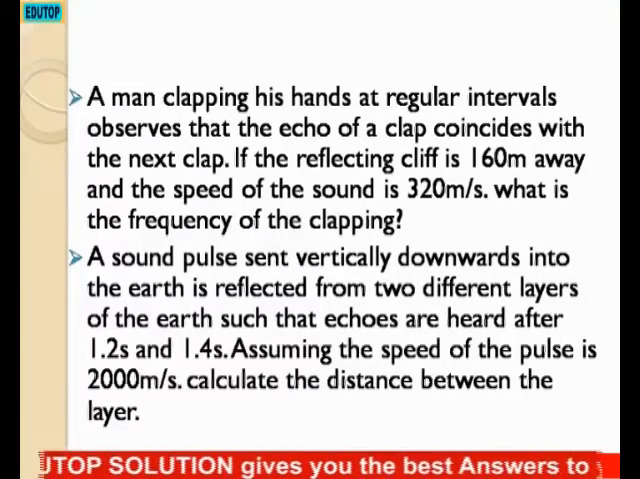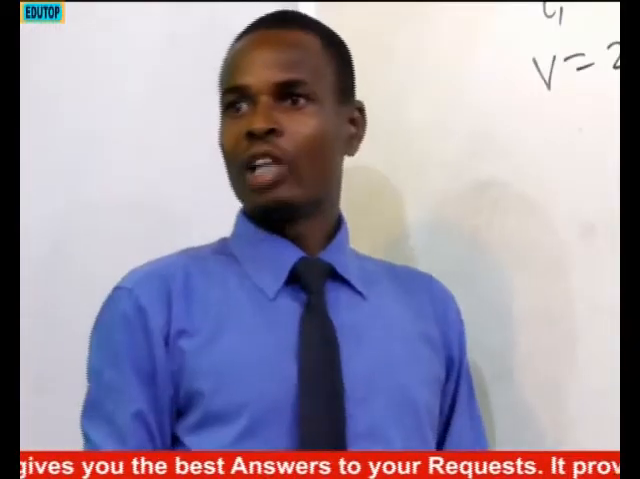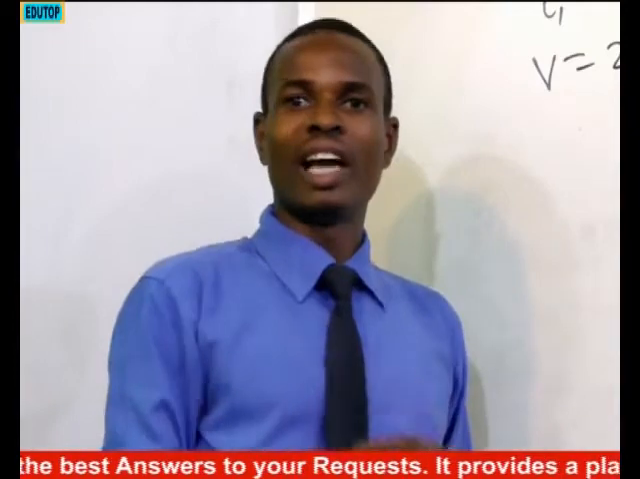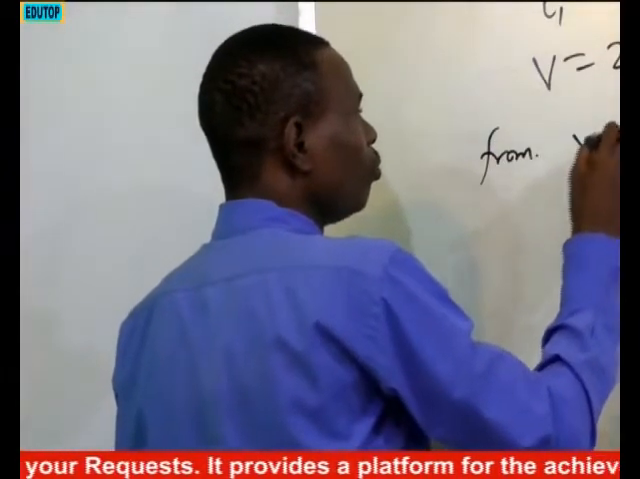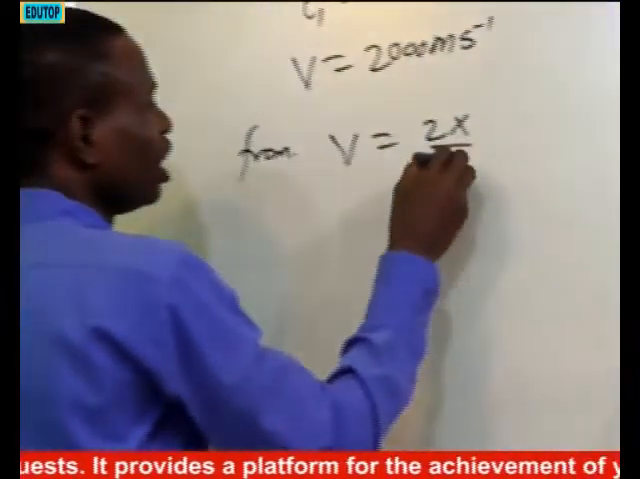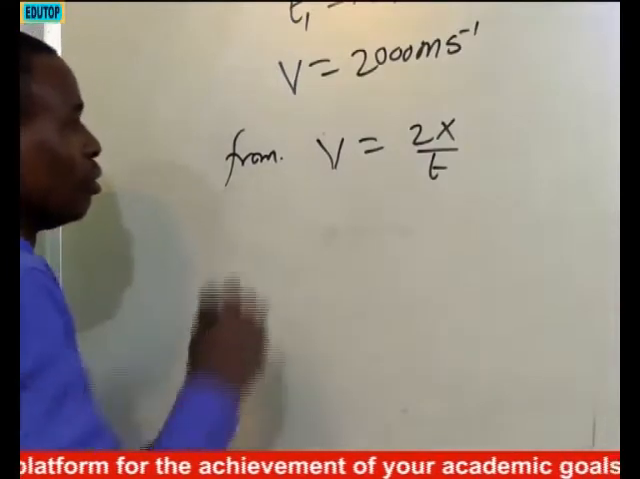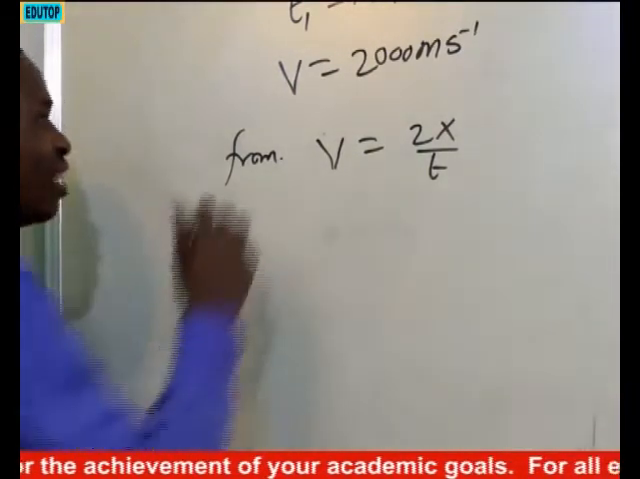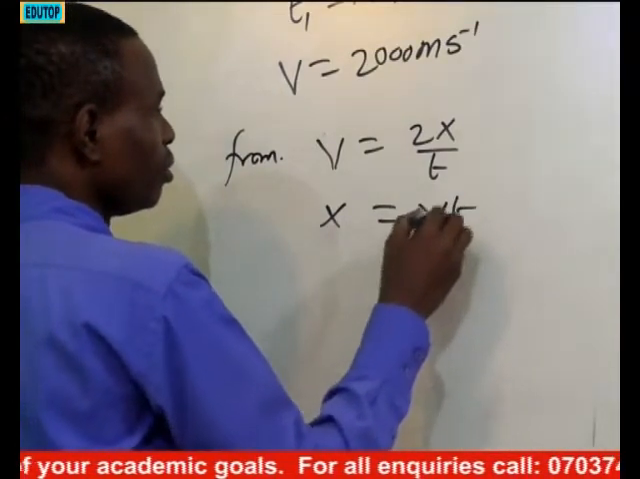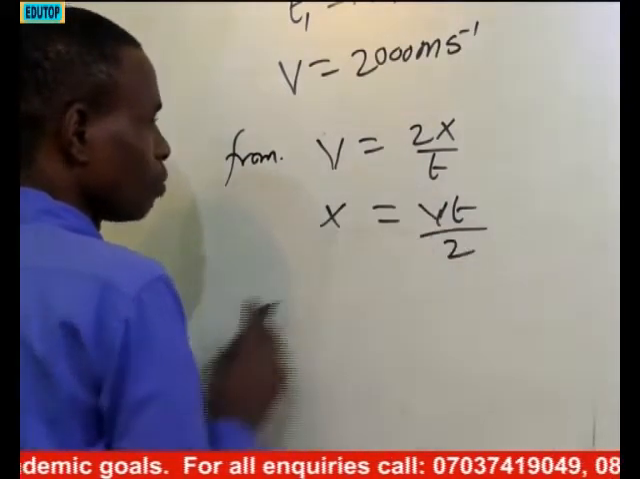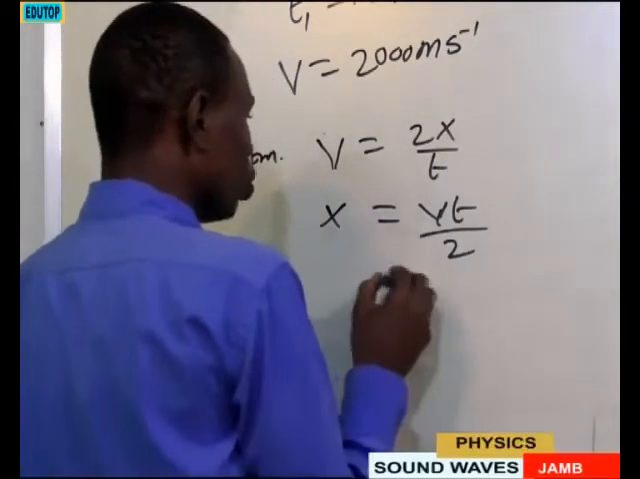Meter per seconds. Calculate the distance between the layers. How do we now calculate the distance between the two layers? From the formula for echo, which is equal to 2x over t. But in this case, we have to calculate the distance. X is equal to Vt divided by 2.